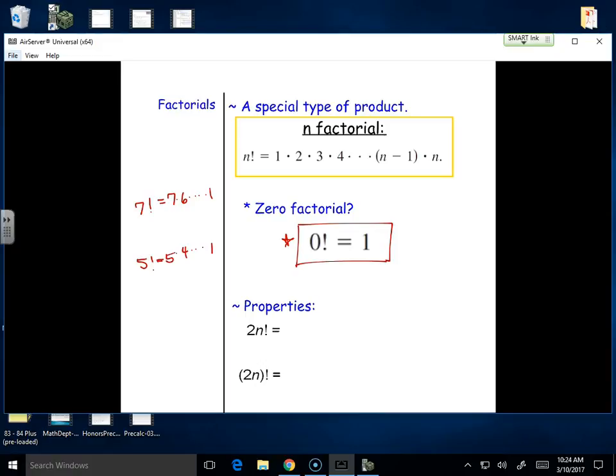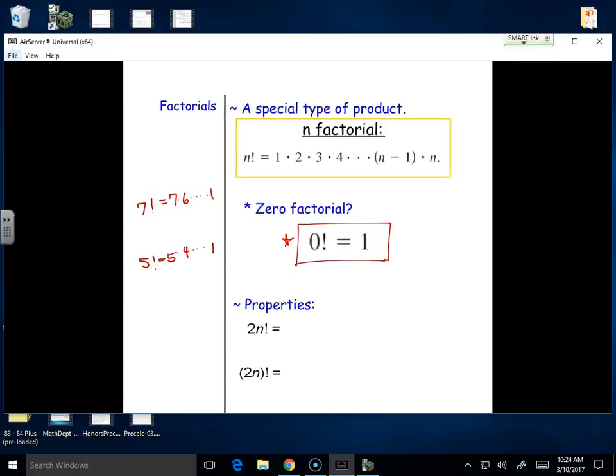But what if I gave you something like 2n factorial? First of all, is there a difference? Yes. So do we rewrite the top one first as 2 times n factorial? We could write this in terms of the one up above: 1 times 2 times 3, because we don't know how big n is. That's one reason why. Maybe we start at 1 and count up.